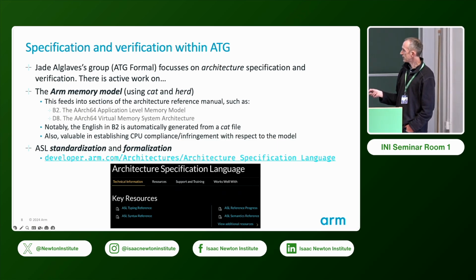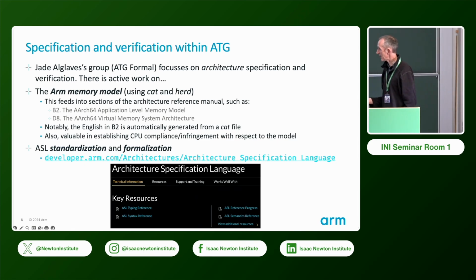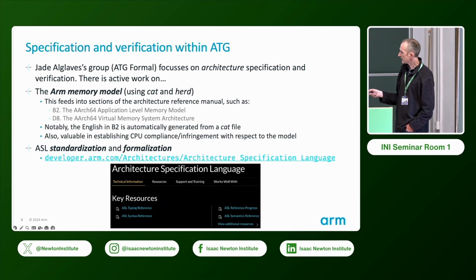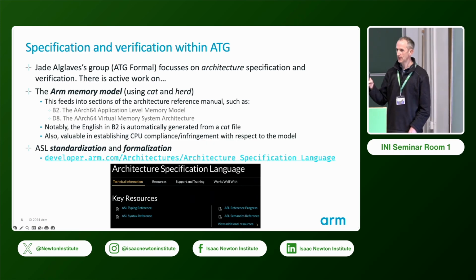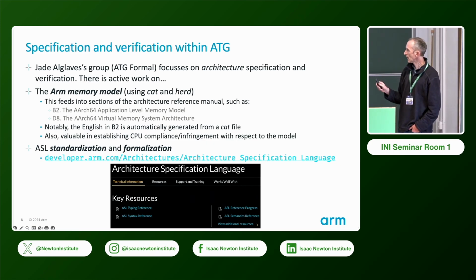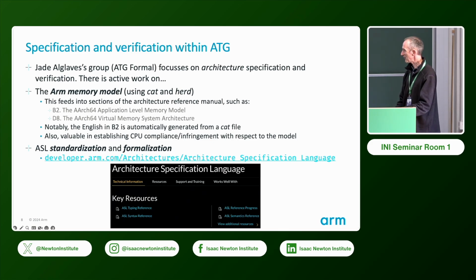So that work contributes to various sections within the documentation, but I've highlighted two particular ones. One is section B2, application level memory model, and there's also the virtual memory system architecture. And notably, the English text for this section B2 is now automatically generated from the cat file. So there's a formal description of what it is, and then that gets translated into a verbal description, so this provides reassurance that something hasn't gone wrong when you're manually translating it into language. So if you're editing the original cat file, that gets then reflected in the documentation itself.